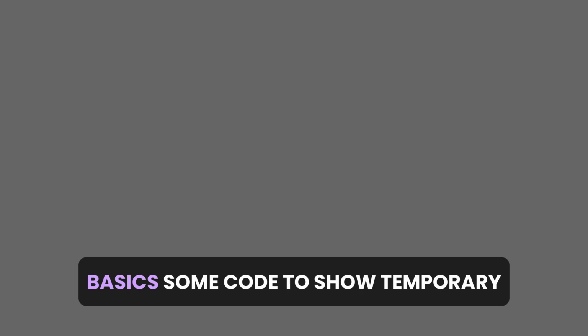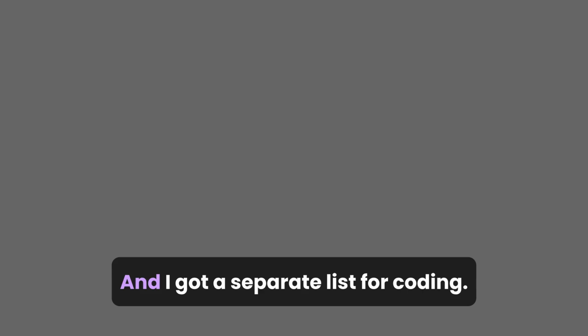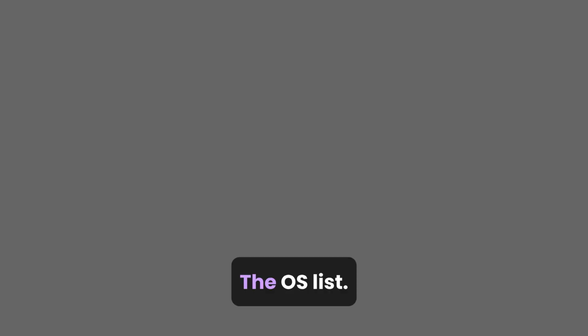My computer reads the RAM. My RAM contains some code to read the basics, some code to store temporary values, and the last three are for graphics. And I got a separate list for coding, the OS list.